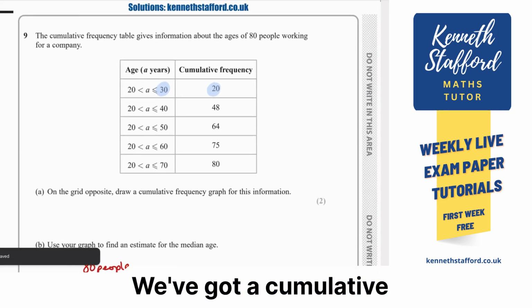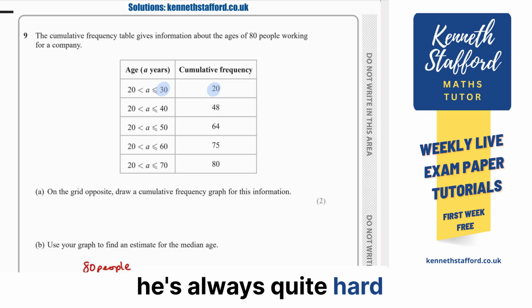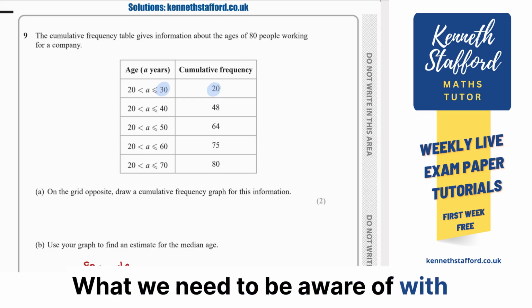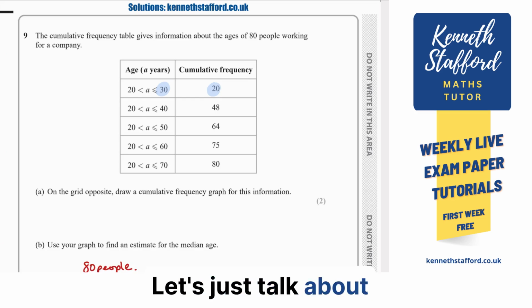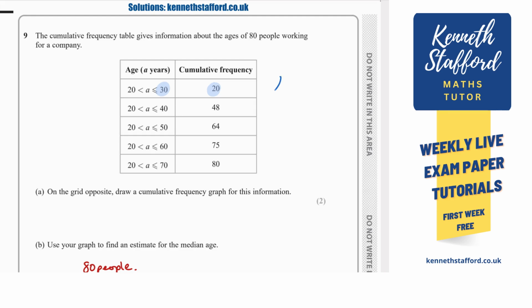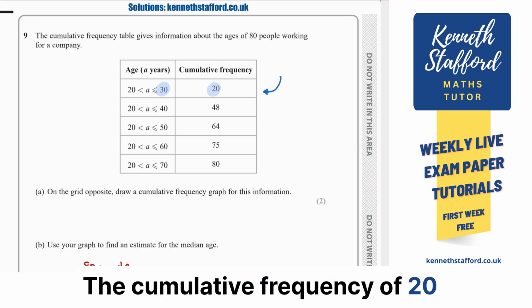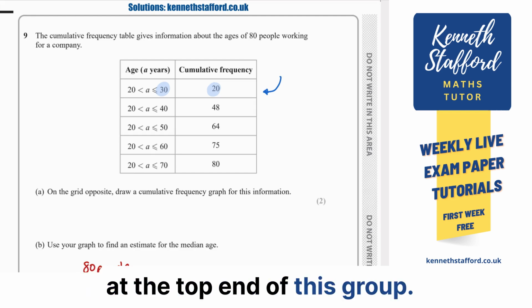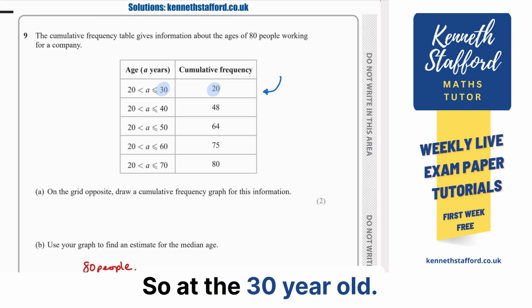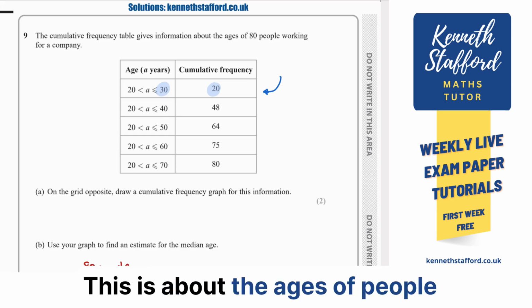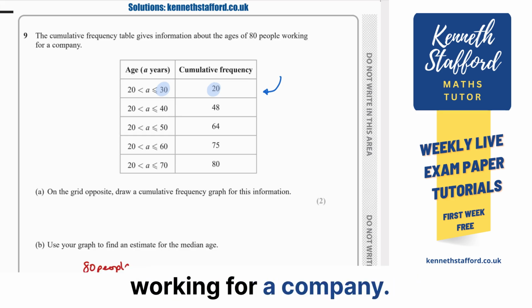Question 9, we've got a cumulative frequency graph. Now, these are always quite hard to show on screen. What we need to be aware of with a cumulative frequency graph, let's just talk about how we do it. We're going to plot the cumulative frequency of 20 at the top end of this group, so at the 30-year-olds. The first group is 20 to 30-year-olds. This is about the ages of people working for a company.